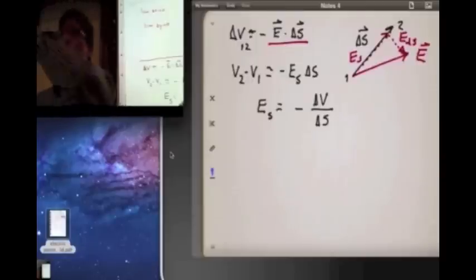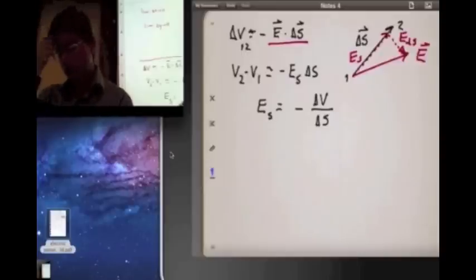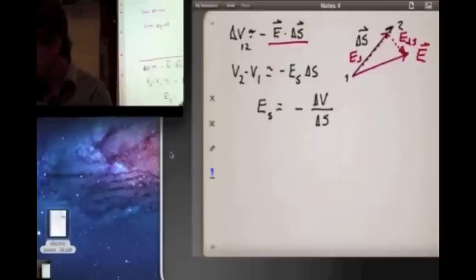So there is an electric field pointing in some direction in space, and you move from point 1 to point 2. That determines your direction S, right? The difference in potential between those 2 points is related to the component of the electric field along that direction.